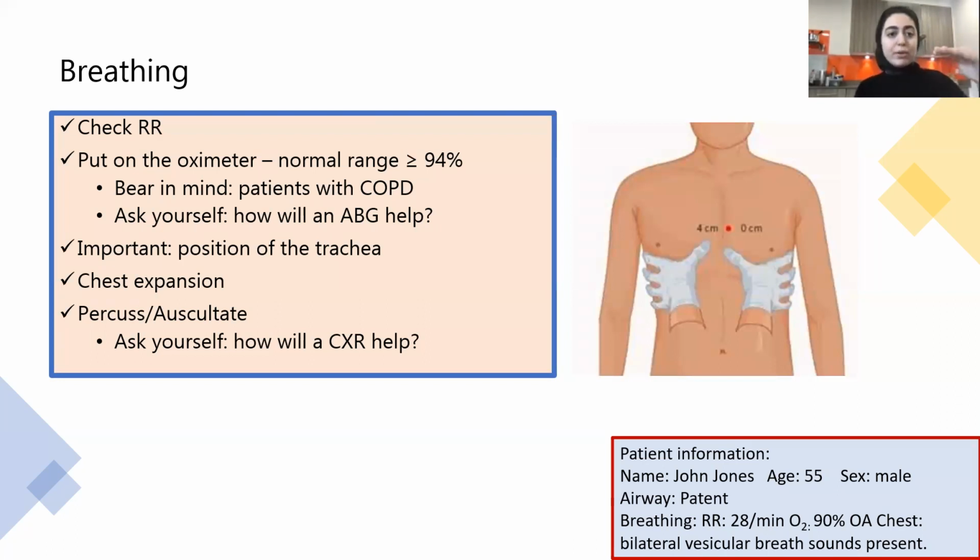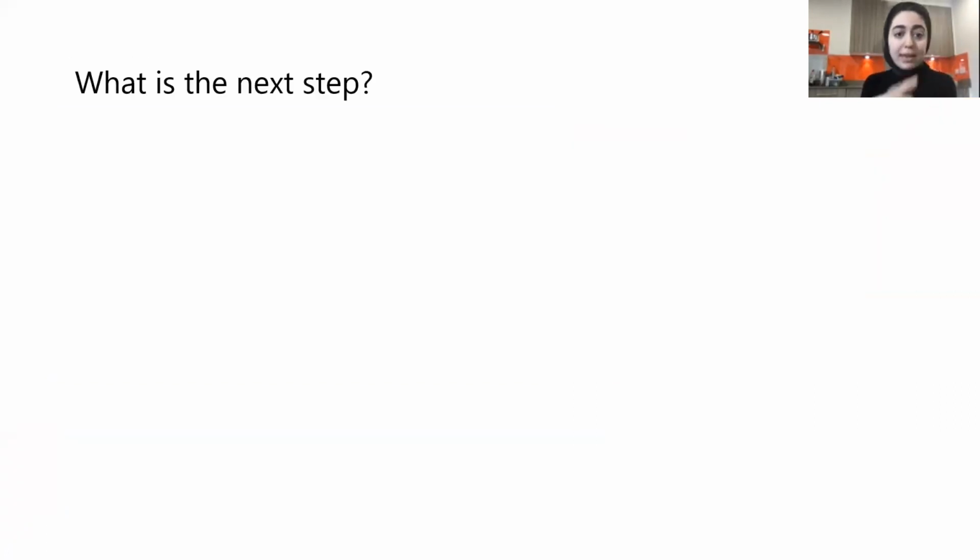Now that we've assessed breathing, we detected some abnormalities. The abnormality here is the increased respiratory rate and the low oxygen saturations. I'm going to give you a few minutes to think about the kind of management that you will do in this step before moving on to circulation. You can either share your thoughts in the chat box, or just open your mic and feel free to say it.